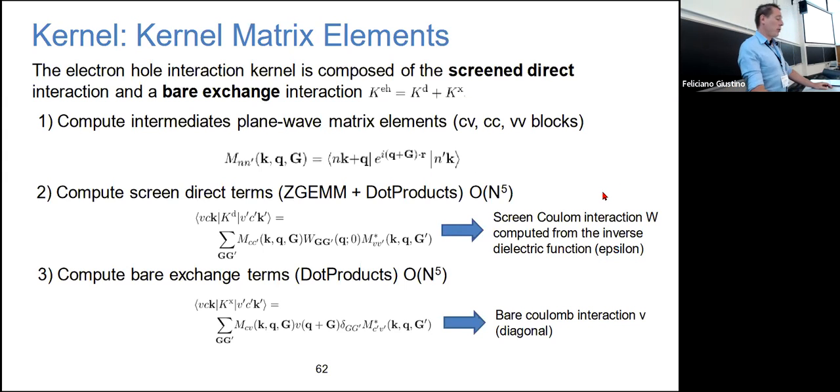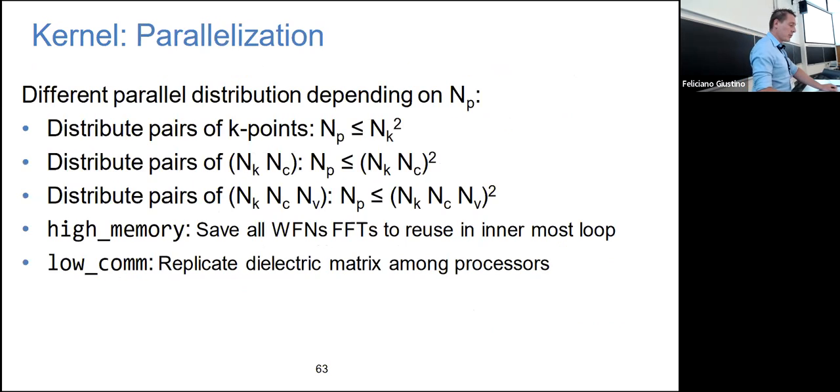The screened direct term is eventually just contracting your original matrix elements by using ZGEMM and dot products, also displaying an N^5 scaling with system size. The exchange term is very similar to the direct term, with the difference that now we have the diagonal representation of the Coulomb potential rather than the screened Coulomb interaction. Also in this case, it's essentially a series of dot products, so also scaling with the fifth power of system size. So, some parallelization tricks for Kernel.